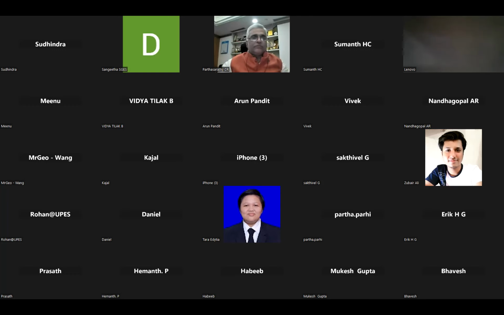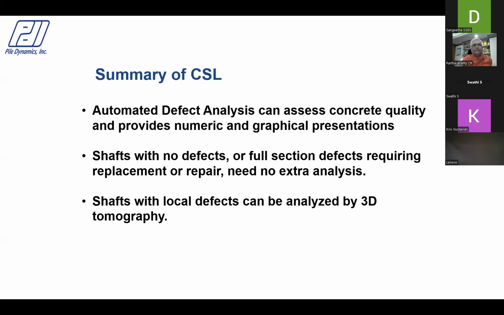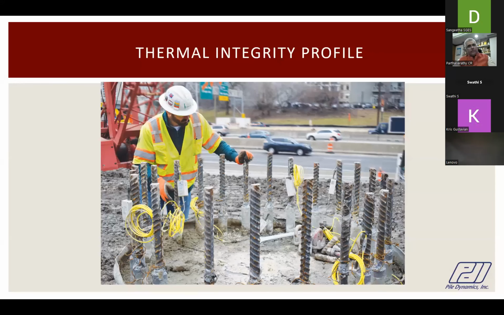So let me continue further on the thermal integrity profiles. To overcome the limitations of the pile integrity test and the cross-hole sonic logging test, welcome thermal integrity profiling. So please hold on your questions. Then probably after I finish another 15-20 minutes, you can shoot your questions. We can have some more time to discuss.